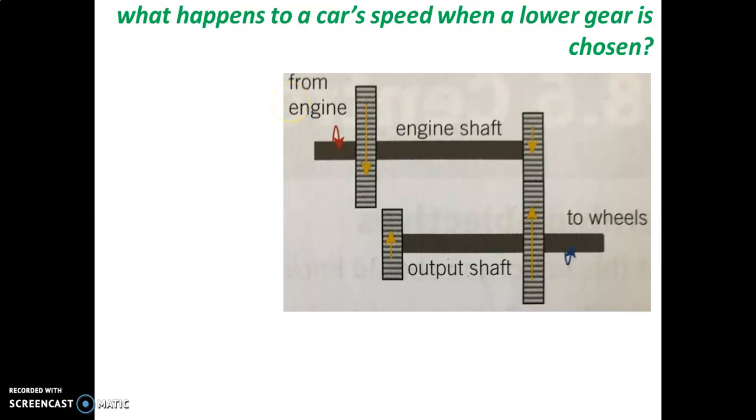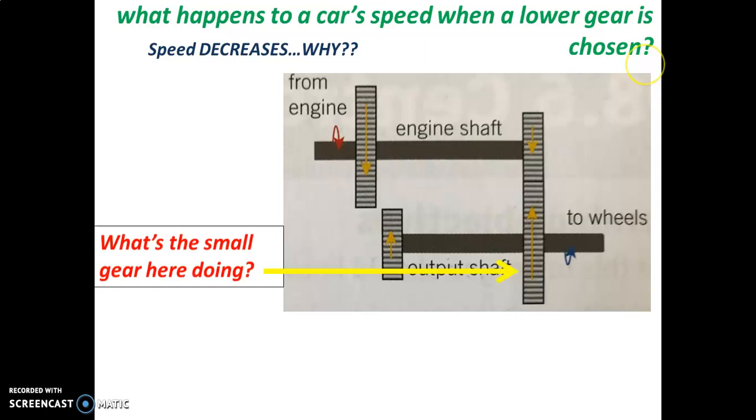Well, let's look at this then in the context of a car. What happens to a car's speed when a lower gear is chosen? In other words, when you're in a lower gear in a car, what does that mean in terms of speed? Hopefully you're thinking that means speed decreases. In other words, the car slows down. Well, why is that? And why have I got this picture? Well, you're about to find out.